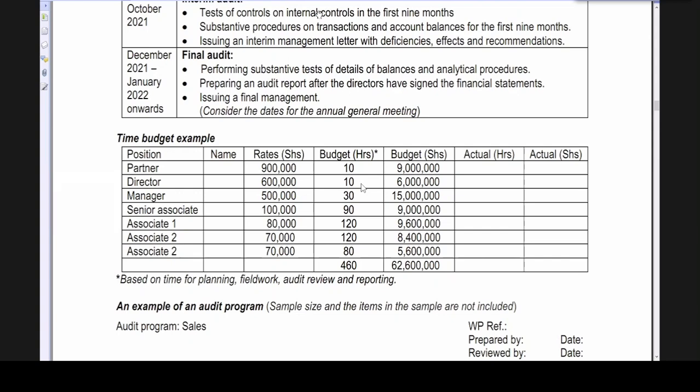Thereafter, we shall have gathered enough evidence and we shall issue an interim management letter showing the deficiencies. Are we together? So meaning that when we come back in January 2022, we shall be looking at the 3 months, which is October, November, and December. Then we eventually wrap up to conclude the whole audit.